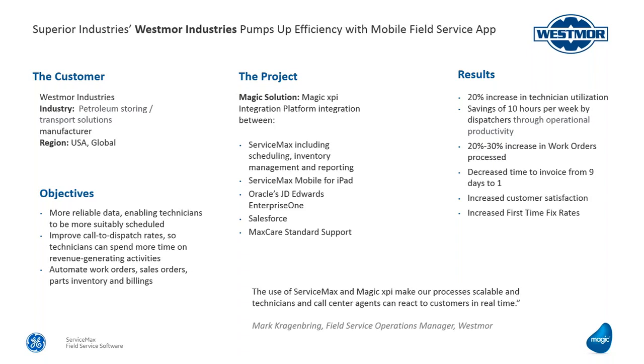So with our combined solution, they were able to achieve a 20% increase in technician utilization, savings of 10 hours per week by dispatchers through operational productivity, between 20 and 30% increase in work orders processed, a decreased time to invoice from 9 days to 1, and an increase in first-time fix rates. So overall, this has led to increased customer satisfaction, reduced operational costs, and very importantly, has allowed Westmoor to scale their service team and effectively expand into new geographical regions.